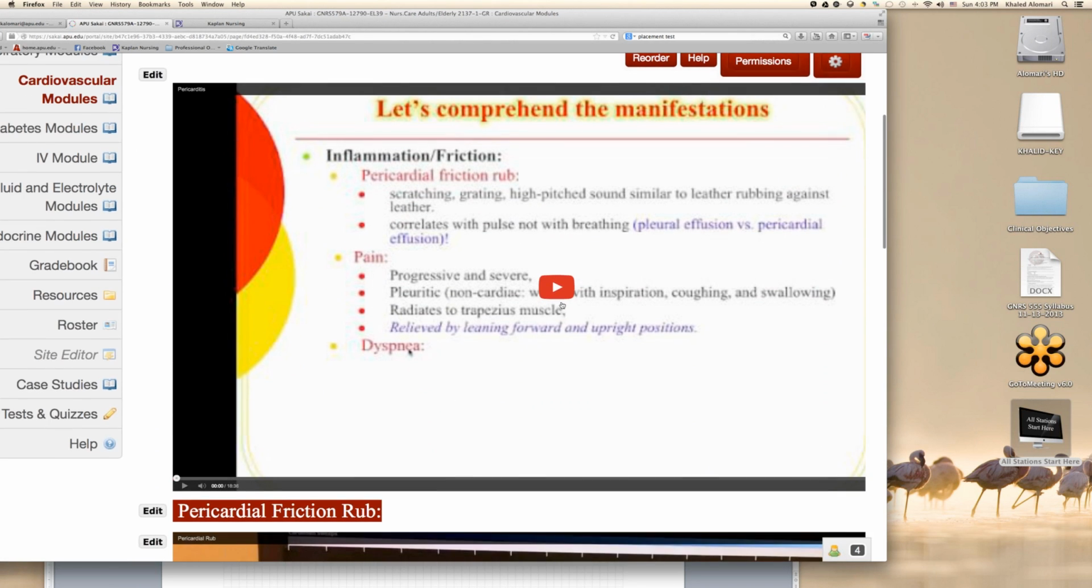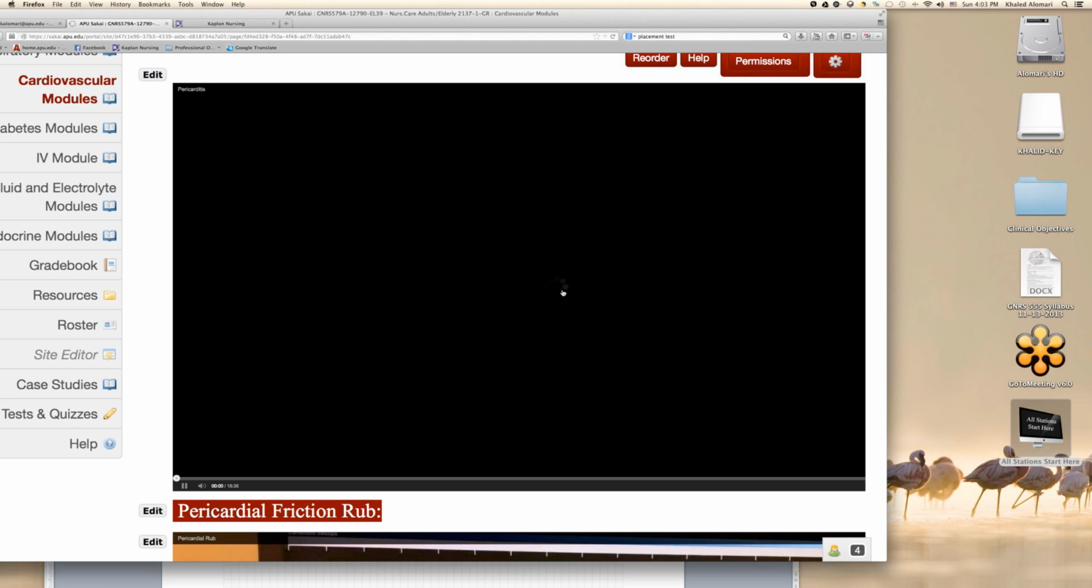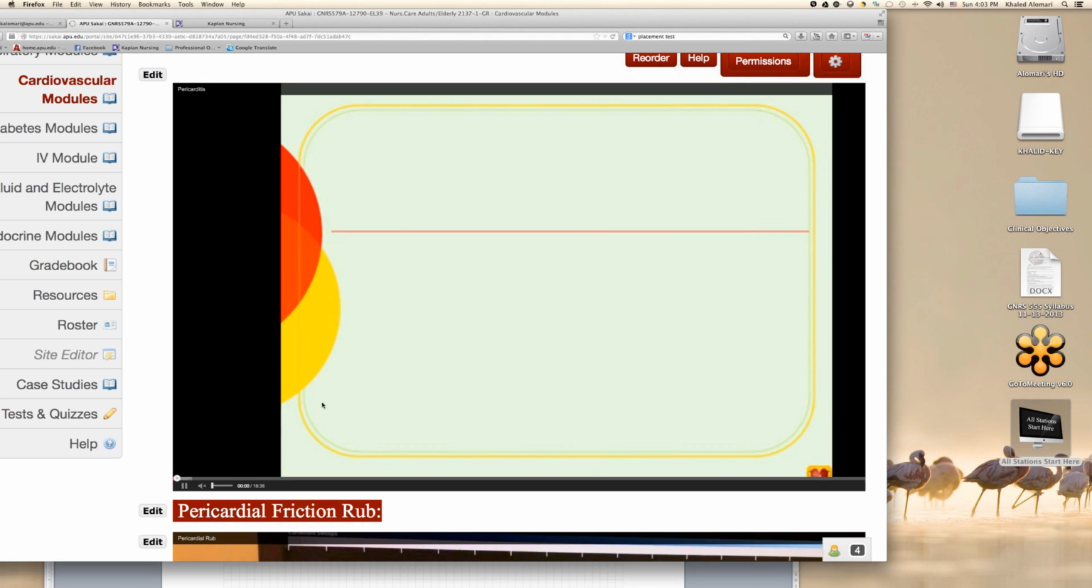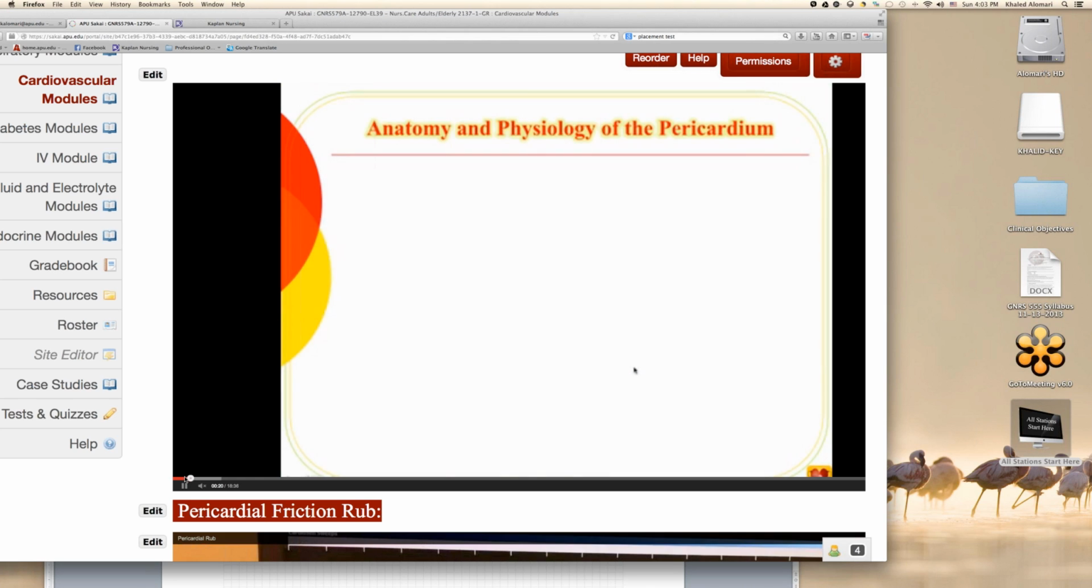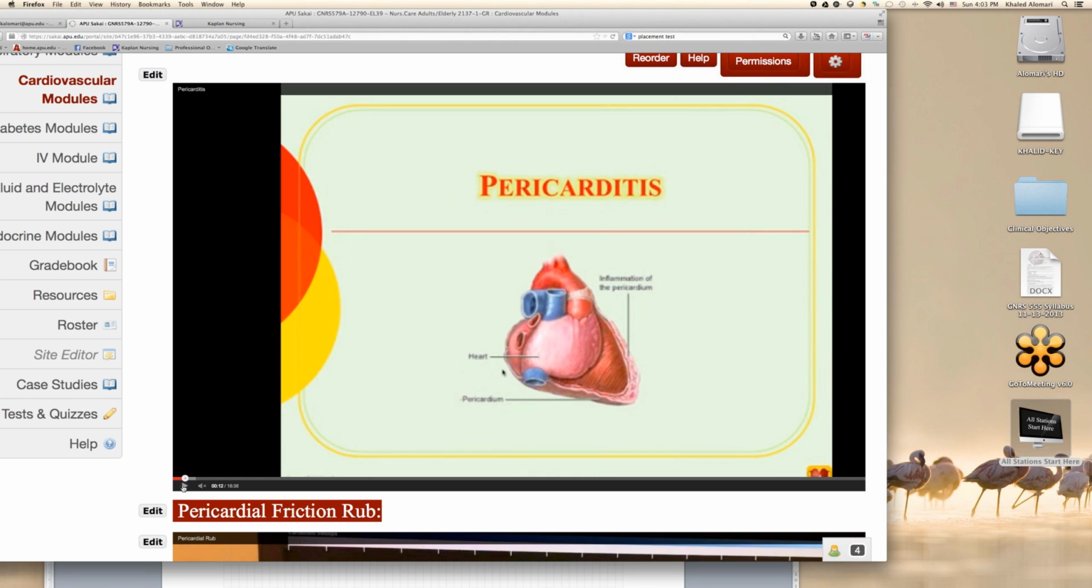The other module is pericarditis. So again, the same template. You need to remember, where is the problem? What is the location of the problem? It's the pericardium. Now we went from the inside to the outside. The pericardium, this membrane, its major function is actually to protect the heart from infection, and it also has a lubricant.